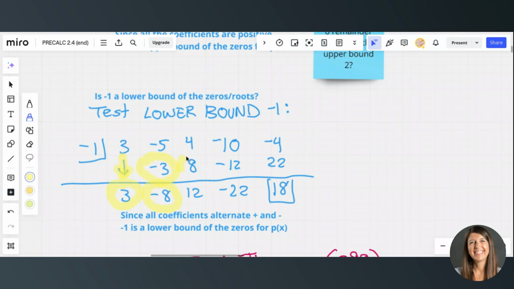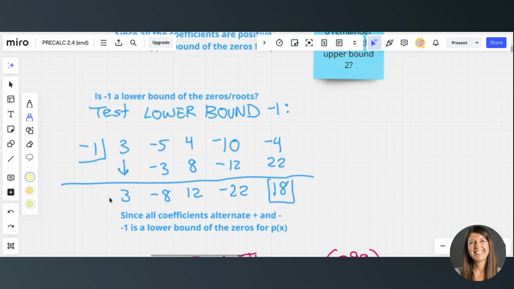-8 times -1 is +8. 4 plus 8 is 12. 12 times -1 is -12. -10 plus -12 is -22. Negative 22 times negative 1 is positive 22, and then when I add that up, I get positive 18. So this negative 1 is not a root because the synthetic division did not give us a remainder of 0.